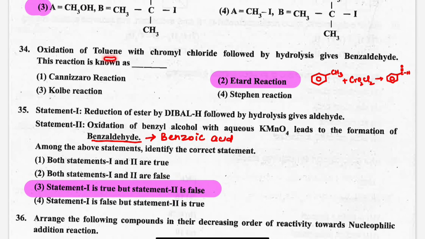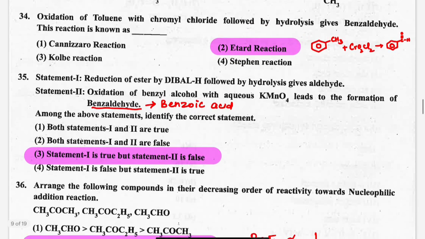34th question. Oxidation of toluene with chromyl chloride followed by hydrolysis gives benzaldehyde. This reaction is known as, so go through the name reactions, Etard's reaction. Statement 1 and statement 2. Here statement 1 is true, but statement 2 is false, because oxidation of benzyl alcohol with aqueous KMnO4 leads to the formation of, here it is given as benzaldehyde, but the answer is benzoic acid. So 1 is correct, but 2 is wrong.